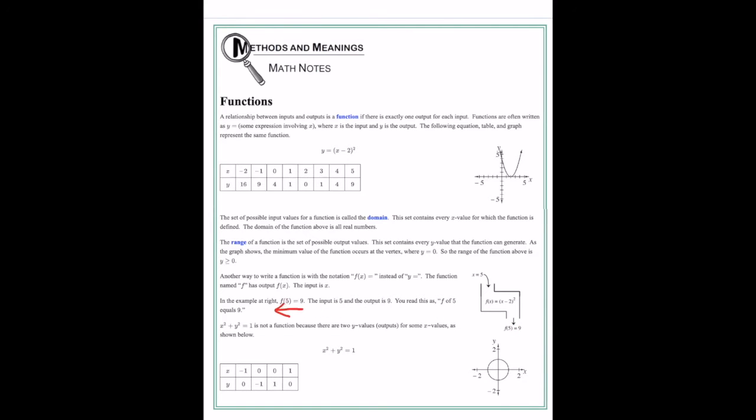x squared plus y squared equals 1 is not a function because there are two y values, which are outputs, for the same x values as shown below. So notice what we have here. x now is negative 1, 0, 0, and 1. We have actually values of y is equal to 0, negative 1, 1, and 0. And if you plug in those values for x and y here, you'll see that you end up with these points that fit on this circle. This circle then is not a function. It is a relation between these ordered pairs, but it is not a function.